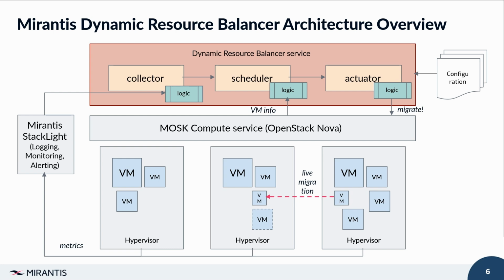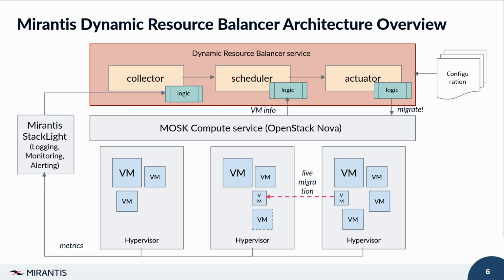So what do we have? We have a dynamic resource balancer service, which is essentially a Kubernetes operator, which has three major parts in it. These parts are called the collector, the scheduler, and the actuator. From the names, you can probably guess their functions. The collector aggregates the measurements from the hypervisors comprising the cluster. So basically, it reads the monitoring data. In our case, in the default setup, that's Mirantis StackLite, our logging, monitoring, alerting engine that collects this information and gives it out to the collector.